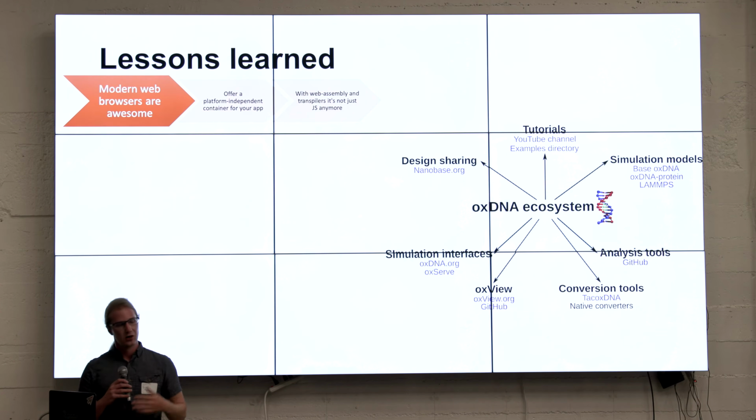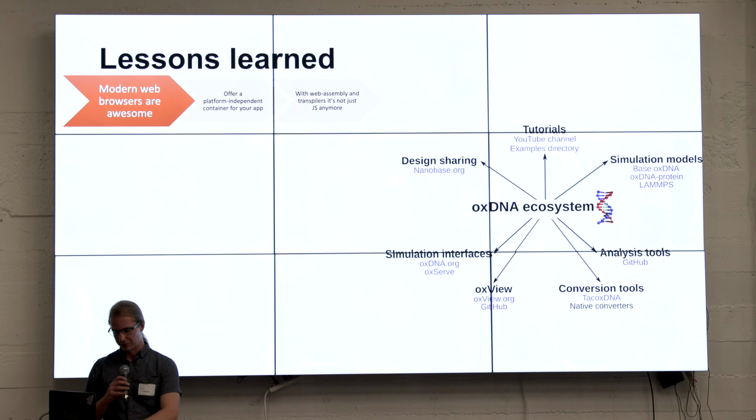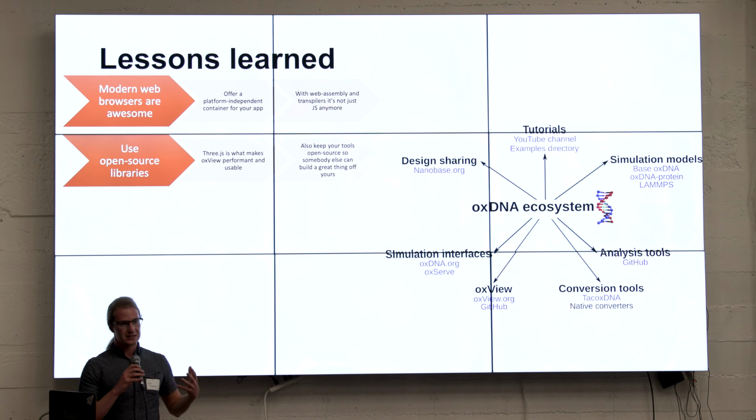So what do we learn from doing this? Number one, in building off of the OxDNA model, is that web browsers are awesome. They give you this very great containerized environment that everybody has on their computer. And so if you can make an app that runs in a web browser, basically everybody can use it and you don't have to worry about installation problems. The second thing is to really build on the open source community. So not only make your apps open source so others can build off of you, but look at what's available.